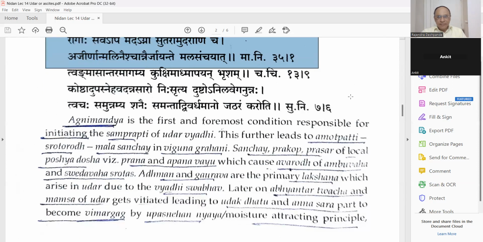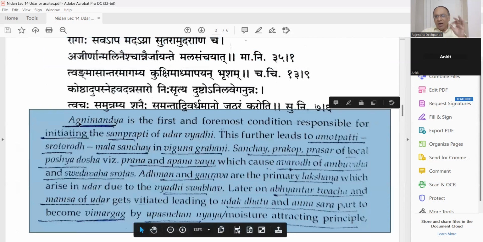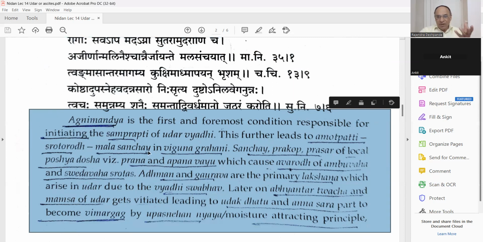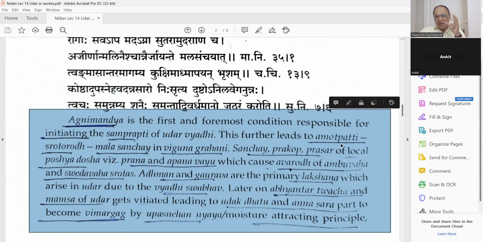Now we will discuss the English part of it. Agnimandya. Please write down these keywords. When you talk about Udara, don't forget the word Agnimandya. Then it begins the Samprapti, the pathogenesis. Then there is Ama Utpatti, the second important word. There is always Ama, toxin-like material. Then Strotorodh because of the Ama. Then Malasanchaya, please write down Mala Sanchaya. And then Viguna Grahani, Viguna Gati.